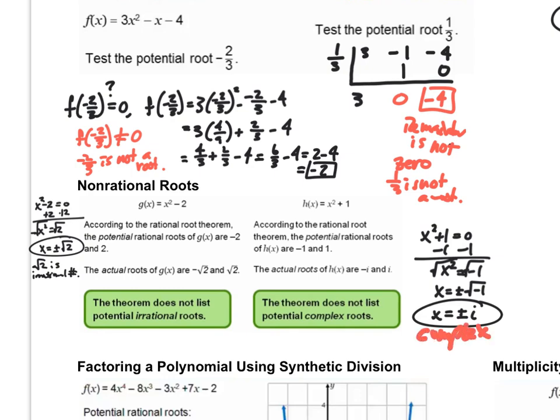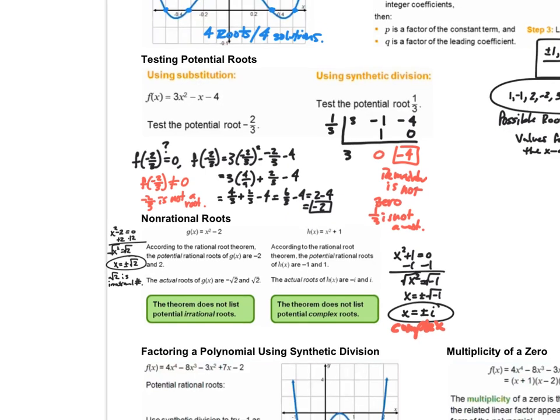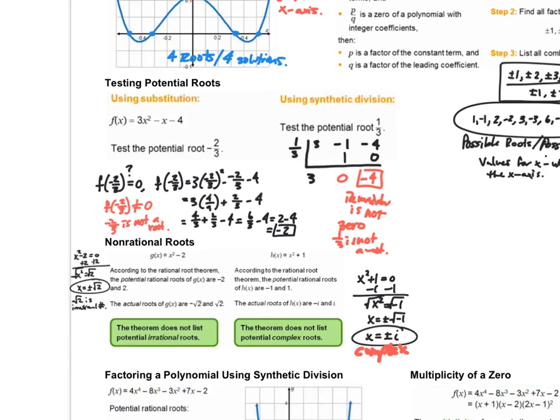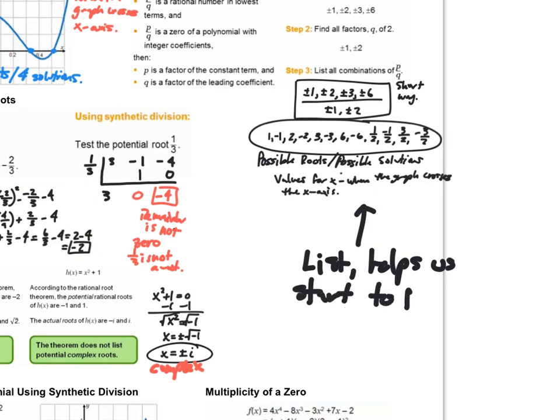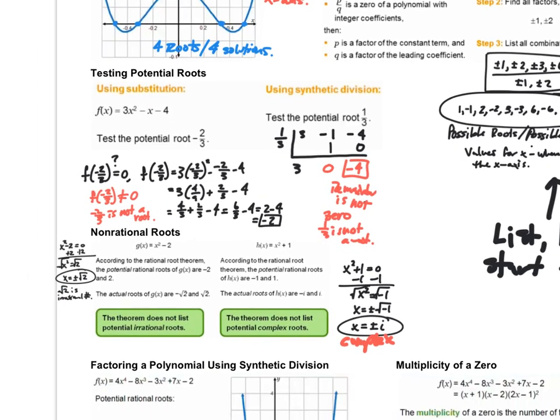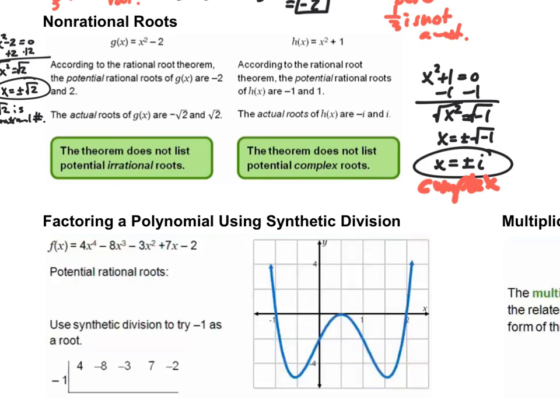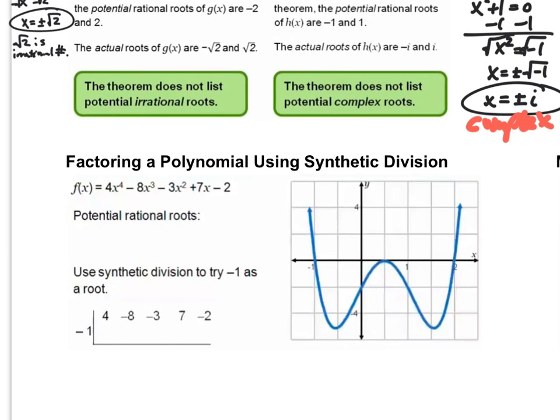Okay, and so the rational roots test helps us start the process. Having this list helps us start to find solutions, because we're not going to get complex roots and irrational roots until we get down to an x squared factor, and we're factoring that, and we'll kind of go over that. All right, so what I want to do is talk about factoring a polynomial using synthetic division.